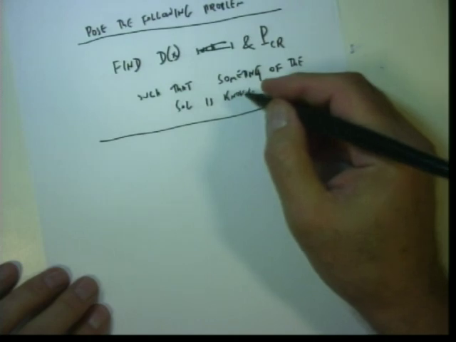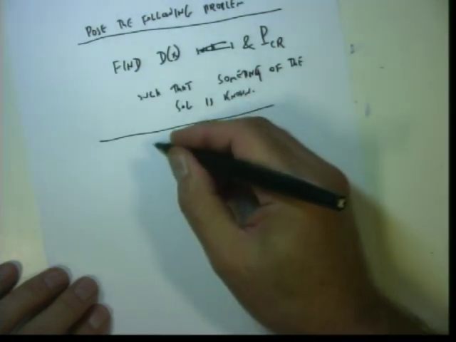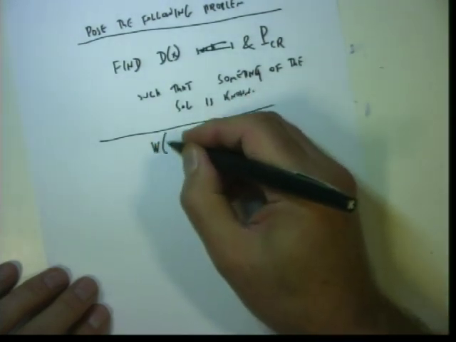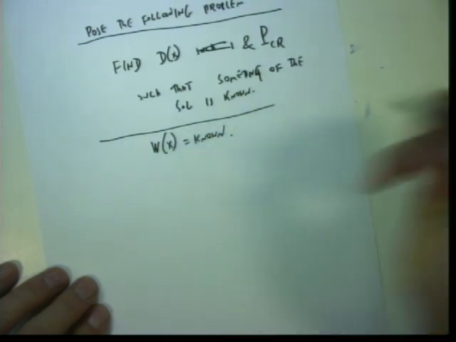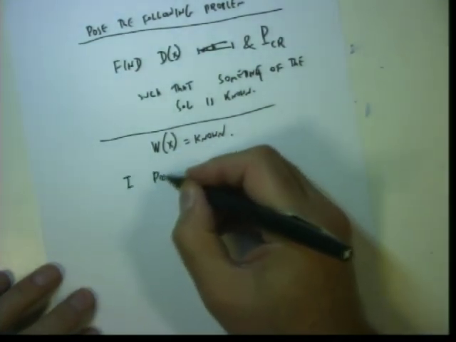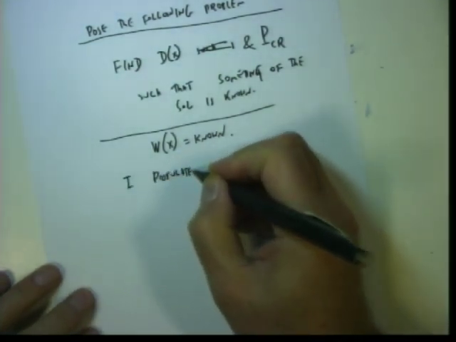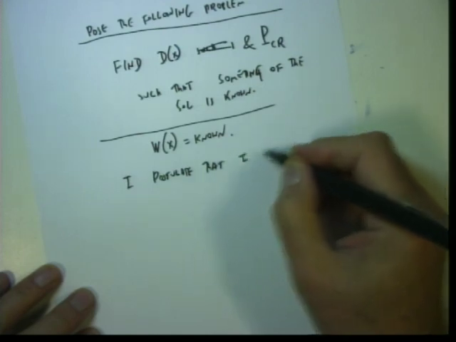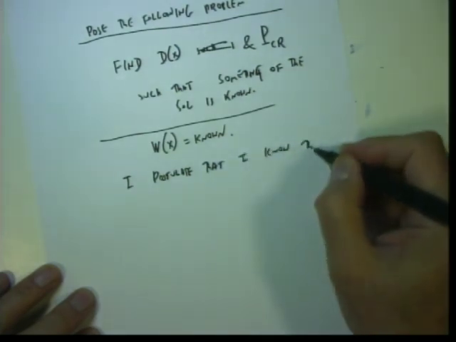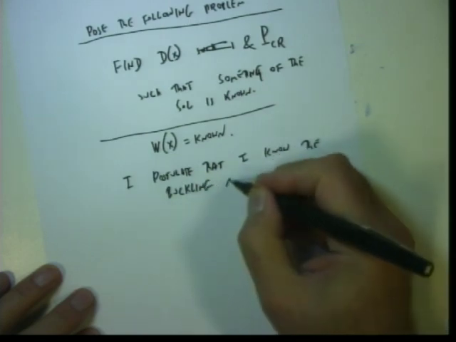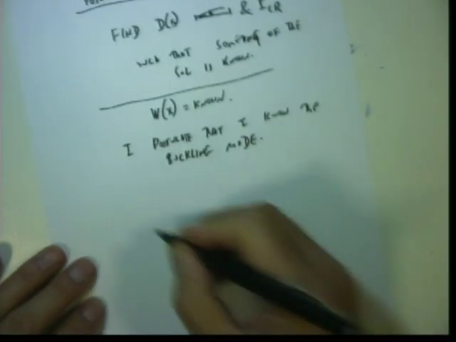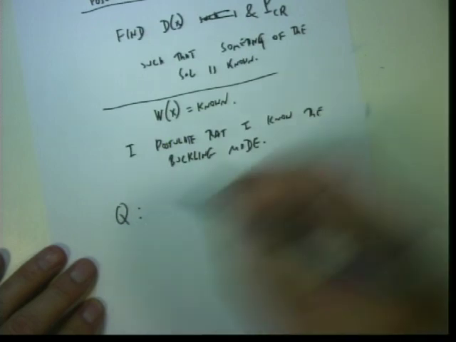Okay. So something of the solution is known. So what of the solution is known? W of x is known. That is what I'm saying. I would like to postulate, I postulate that I know the buckling mode. Any questions here?